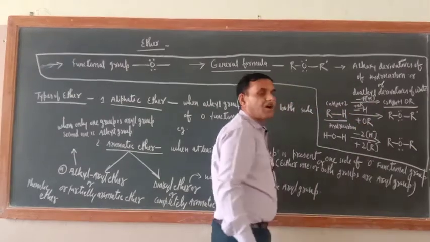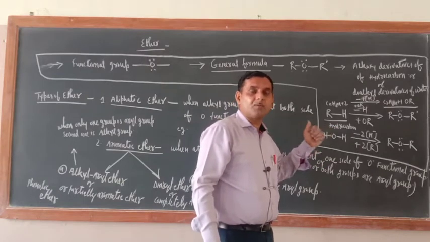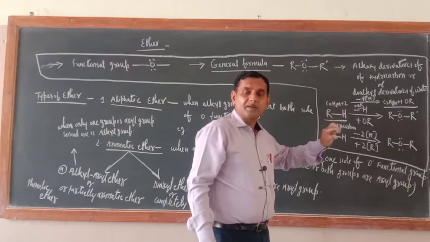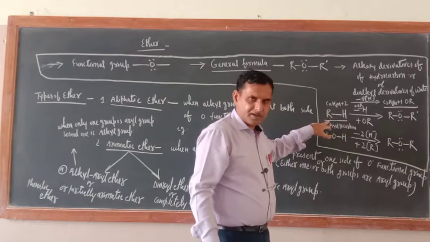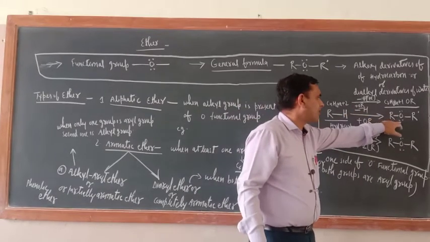OR means alkoxy. R means alkyl group, O means oxygen. So if you combine them, they will become alkoxide. Okay. So just see, RH minus H, ROR.